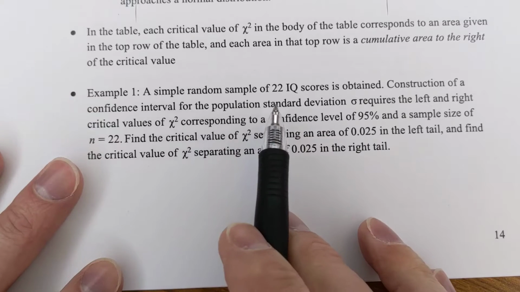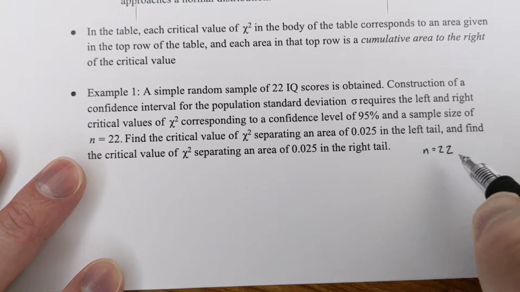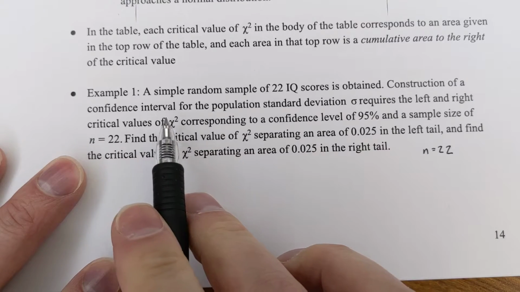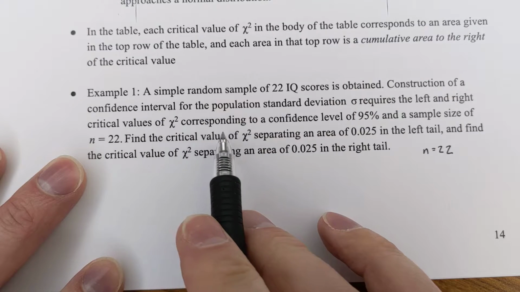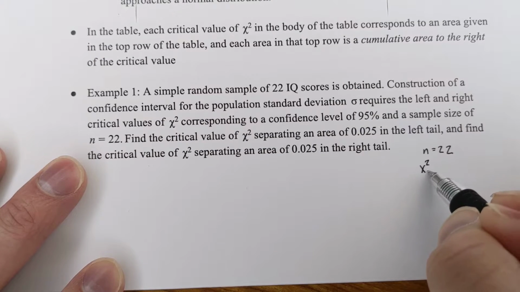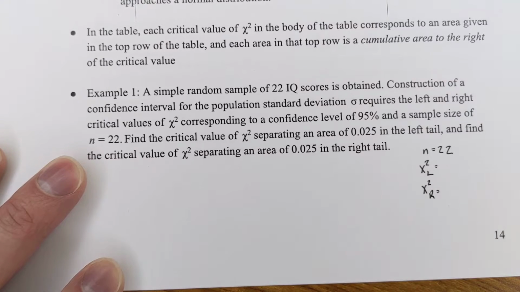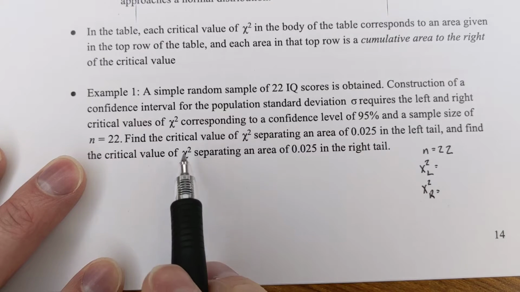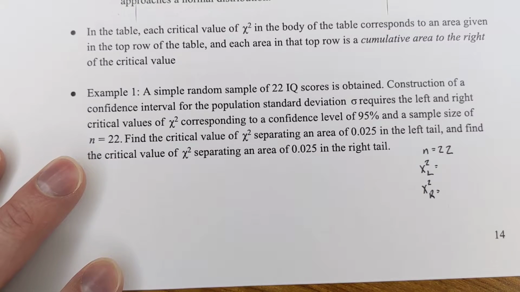All right, so example 1 down here. A simple random sample of 22 IQ scores is obtained. So our n value is 22. Construction of a confidence interval for a population requires the left and right critical values corresponding, so chi-squared L, chi-squared R. With a sample size of 22, find the critical value, left tail and the right tail.